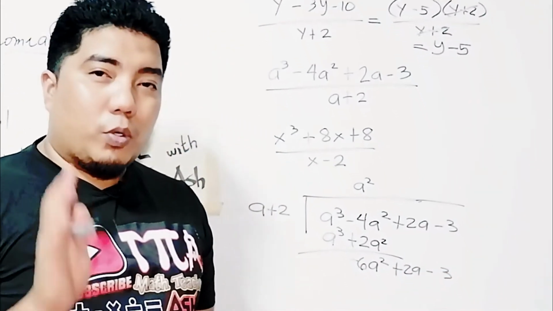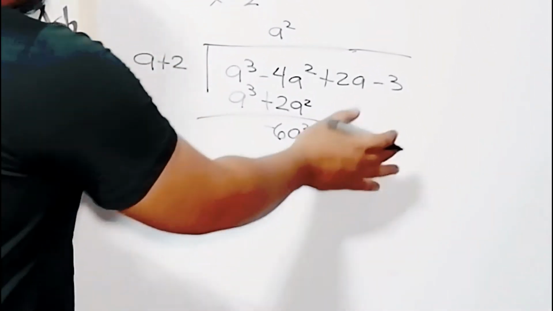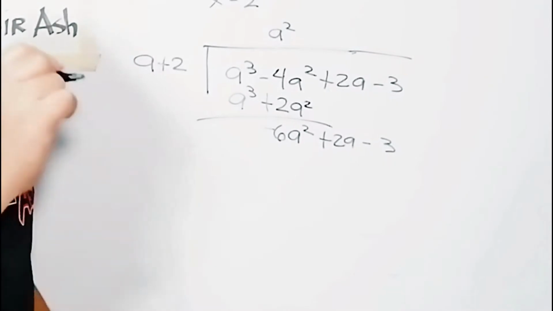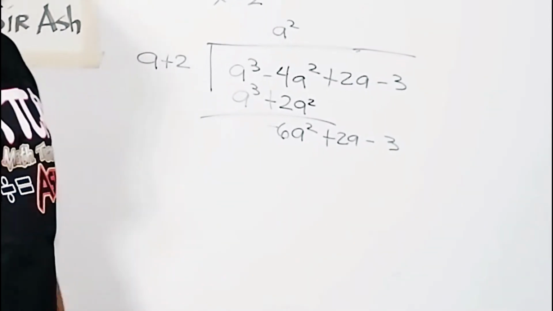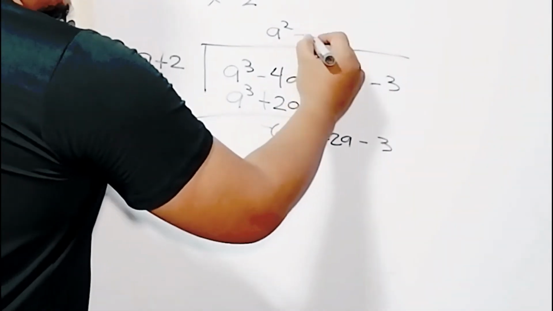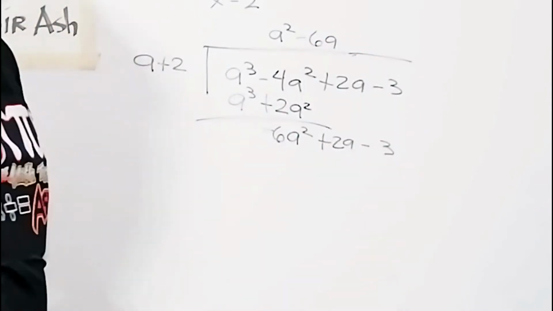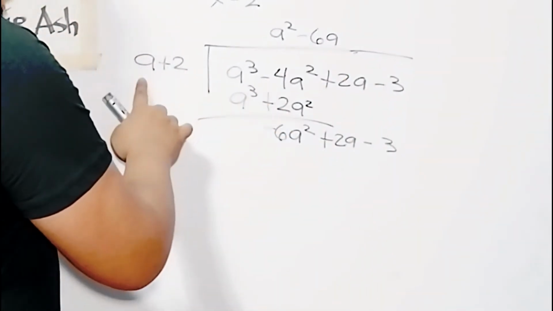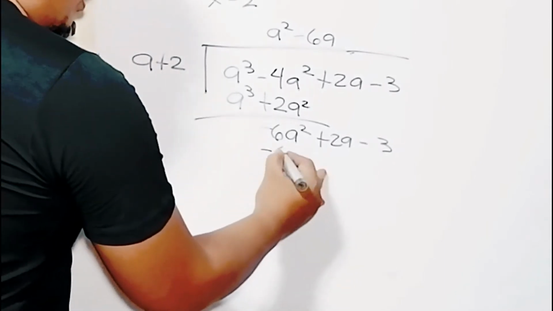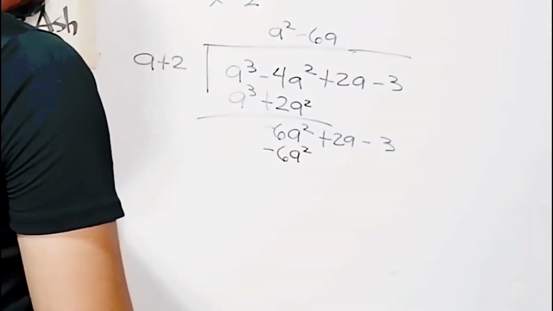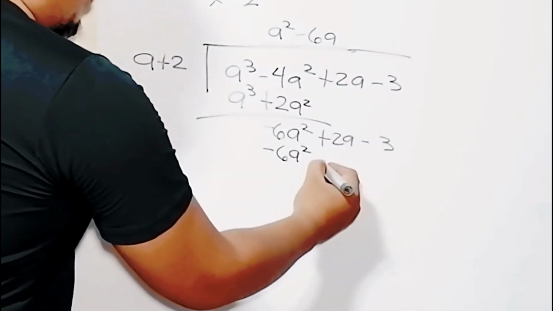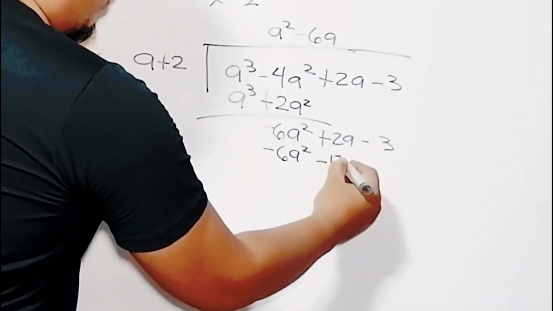Okay. So now I will cover again, leaving me negative 6a squared divided by a. Negative 6a squared divided by a will give me negative 6a. So again, this negative 6a multiplied to a will give me negative 6a squared. And then, negative 6a times positive 2 will give me negative 12a.